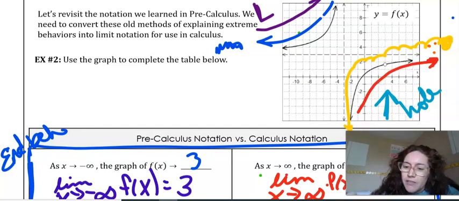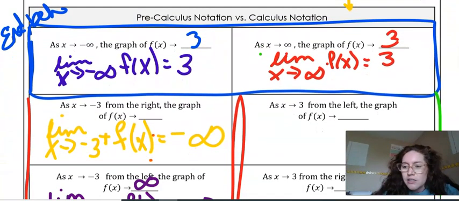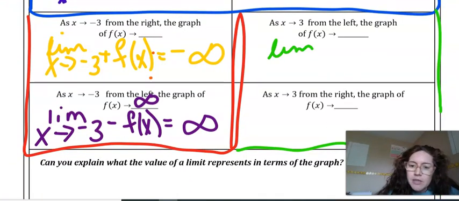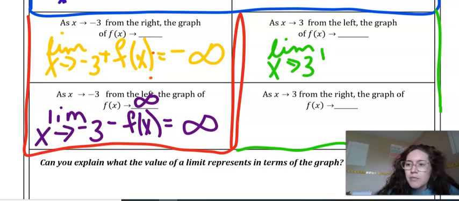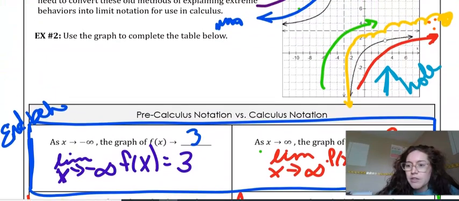I'll go green. If I approach from the left, I get that 5/3. So let's go down and write that. From the left, the limit as x approaches 3 from the left of f of x is that 5/3. Go back up.